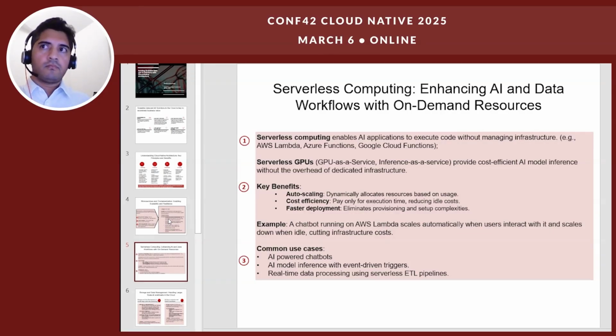Now, what are the benefits that we achieve out of leveraging serverless computing? One is auto scaling. It dynamically allocates resources based on usage. Then cost efficiency: pay only for execution time. And faster deployment, because it eliminates the overhead of managing the infrastructure. So these are three key benefits. There are so many, but for a developer and for a senior executive or decision maker, these are the tangible benefits that we immediately see once we start leveraging serverless computing.